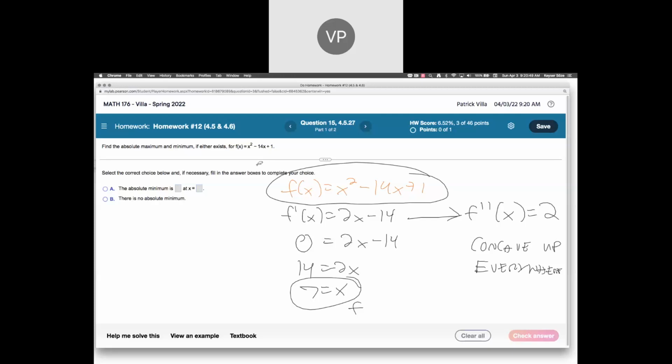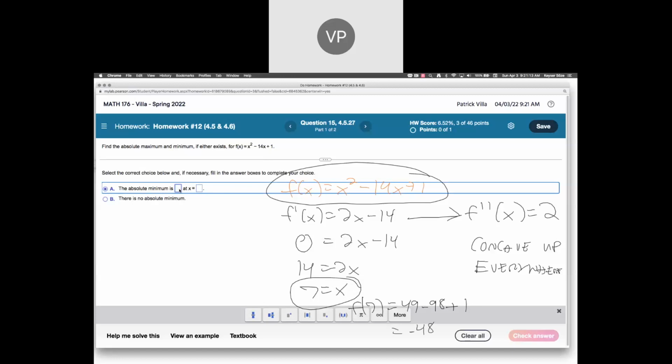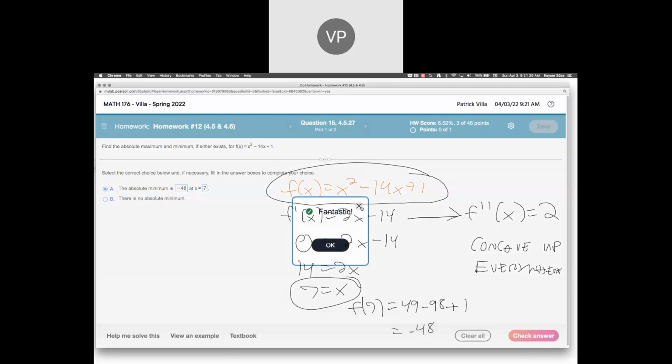So when I plug that into the function, I get 49 minus, I think that's a 98, plus 1. So I think I'm getting negative 49 plus 1, which is negative 48. That right there is going to be my absolute minimum. All right, the minimum is negative 48. It's occurring at the value of 7.